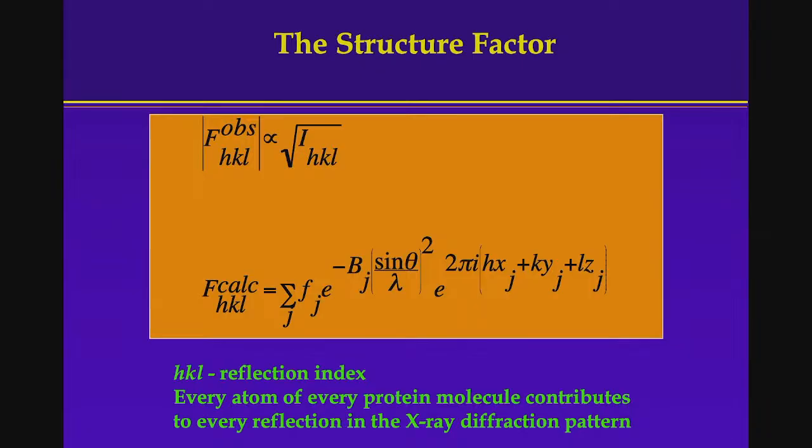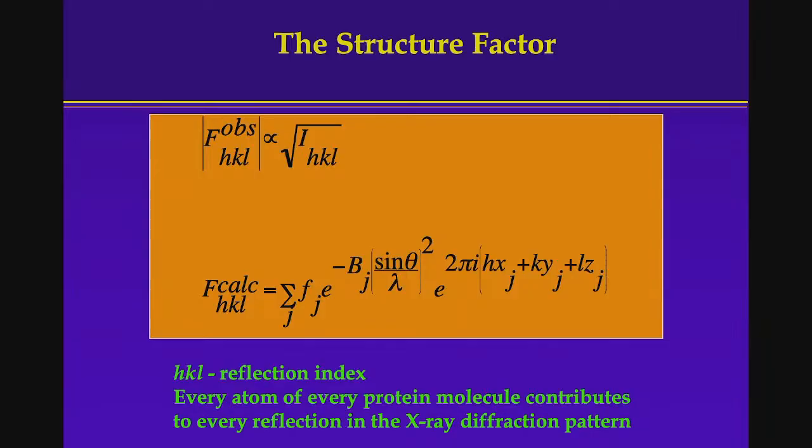What we measure is the intensity. Intensity is proportional to the amplitude of the X-ray wave, because each spot is a diffracted X-ray wave, and that wave has an amplitude and a phase. The amplitude squared is the intensity. So what we're measuring is the square of the amplitude of the wave, how many photons are in that wave, essentially. And that amplitude is related to the structure of the molecule by this structure factor equation right here, the fundamental equation of crystallography.